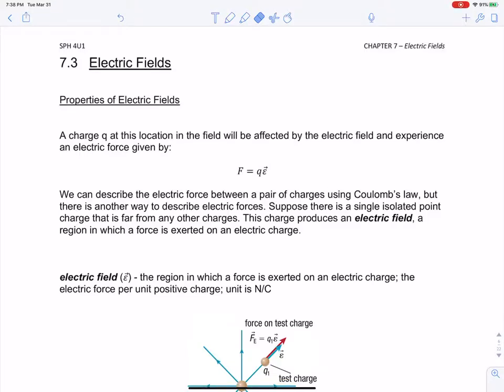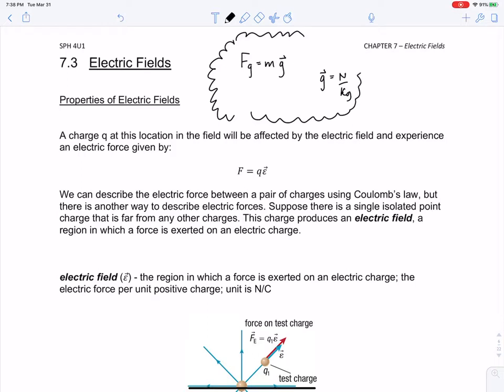Section 7.3, Electric Fields. Before we begin, I want to recall gravitational fields. The force of gravity is calculated by determining the mass of the object and multiplying it by the gravitational field intensity, g. The units of the gravitational field intensity are newtons per kilogram. Today we're going to look at electric fields.